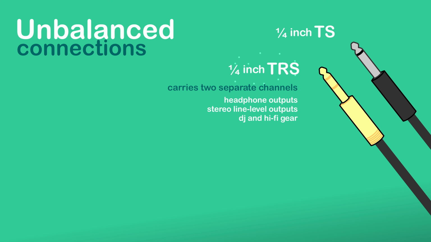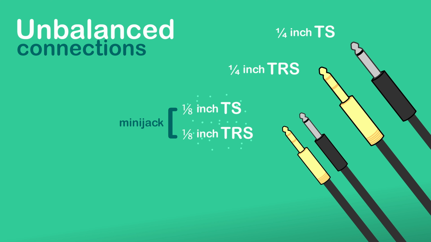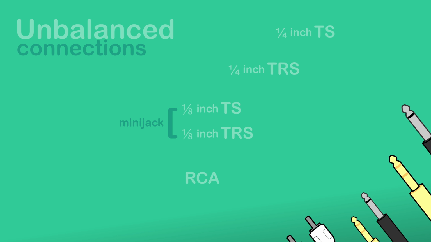DJ and hi-fi gear. The 1/8 inch or 3.5mm TS and TRS mini jack, which are smaller versions of the previous two connectors. And the RCA connector, which commonly uses two separate white and red connectors and is usually found on stereo line-level inputs and outputs in DJ and hi-fi gear.